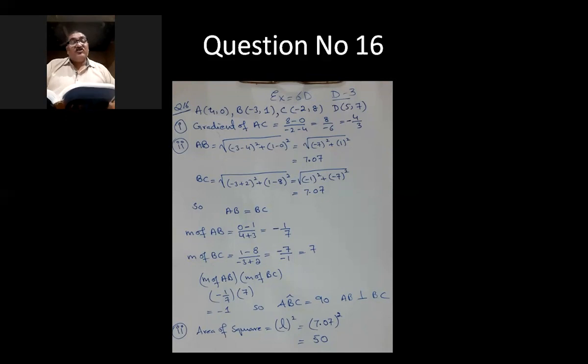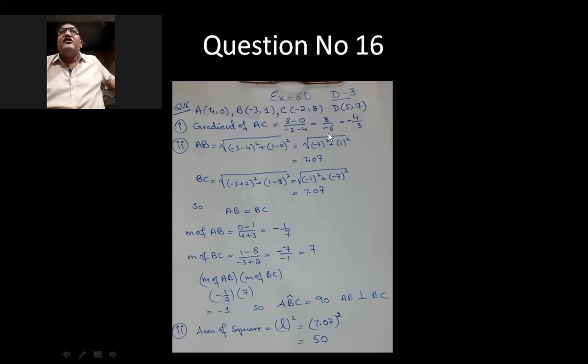The question is: find the gradient of the line segment joining the point A, which is 4, 0, and C, which is -2, 8. So the gradient of the AC, a very simple question, A and C, just apply the gradient formula, that is y2 minus y1 divided by x2 minus x1. So we will have 8 minus 0 divided by -2 minus 4.